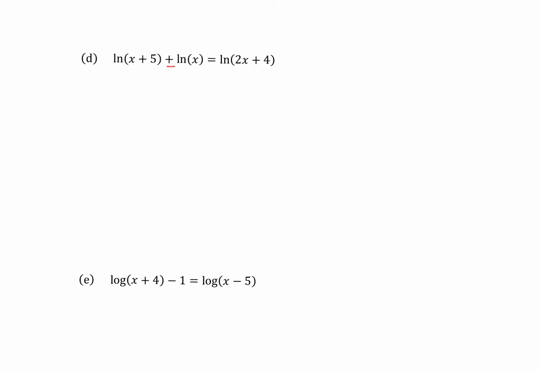However, I do see that this is an addition here. Looking at our log properties, remember when you're adding 2 logs of the same base, you can combine it into one, in this case, natural log, where you would just be multiplying the arguments.